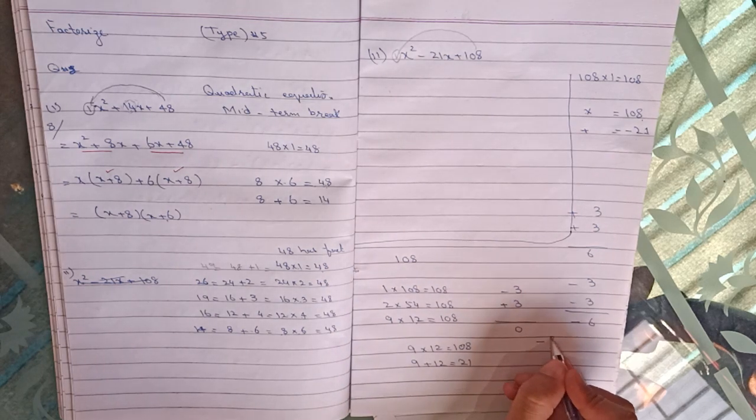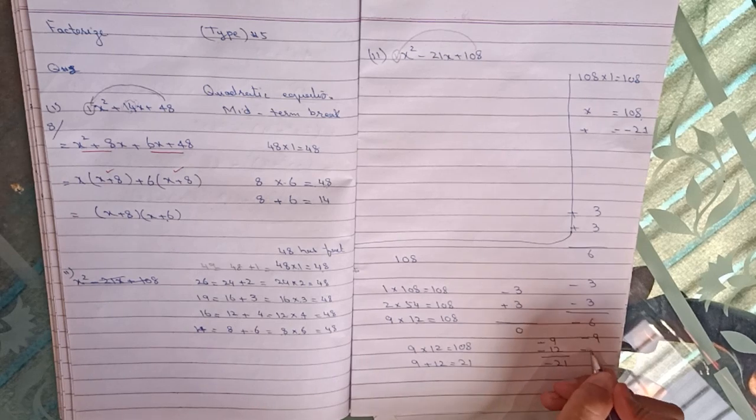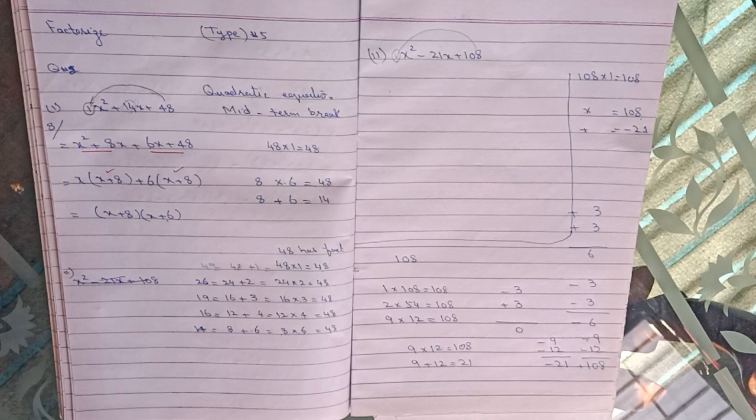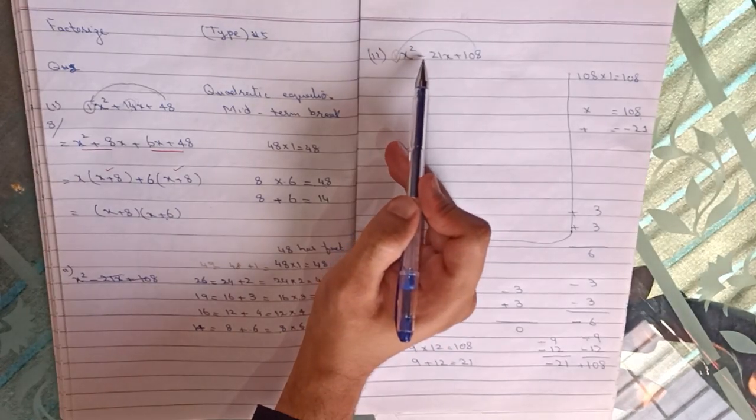So minus 21 can be made from minus 9 and minus 12. Minus 9 minus 12 is minus 21. At the same time, if we multiply minus 9 by minus 12, minus minus is plus, and 12 nines are 108. So minus 9 and minus 12 are the best factors for this question. 9 plus 12 is 21, but our demand is minus 21.